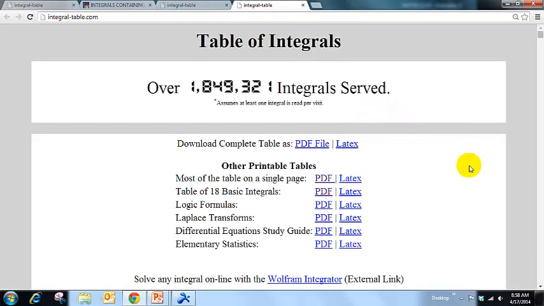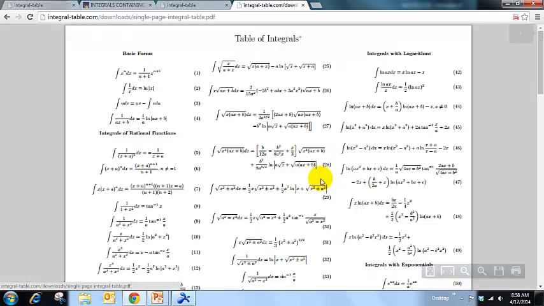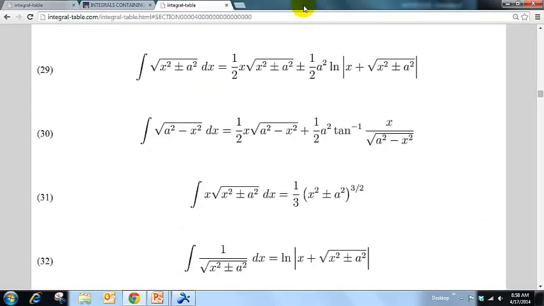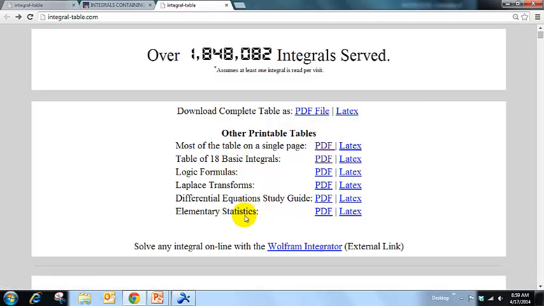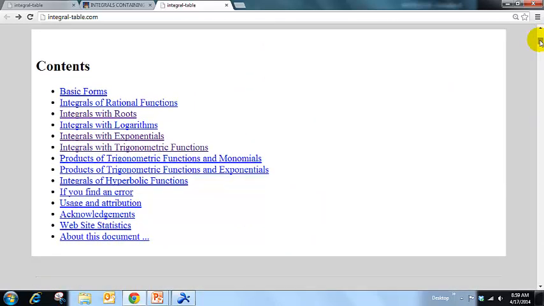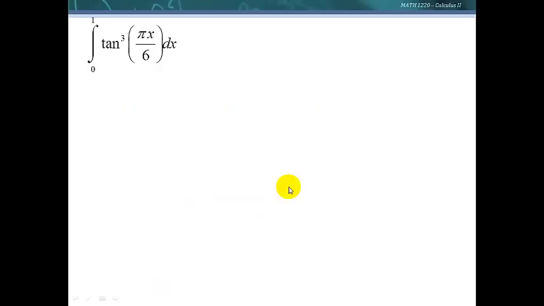This integral table has an easy reference one if you want to print one out. It has most of the table on a single page here. Of course, it's kind of small because you could just get it printed on a page, but if you just want one printed out for reference, that's a good option. Then they also have them broken down in different places here, but if you scroll down just a little bit where it says contents, they have them sorted by basic forms, rational functions, roots, logs, exponentials, trig functions, and so forth. So it can help you pick out a part of the integral table for whatever problem you're working on. So let's see how we would do this.